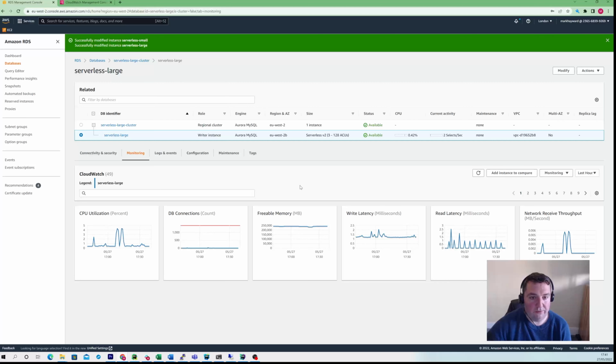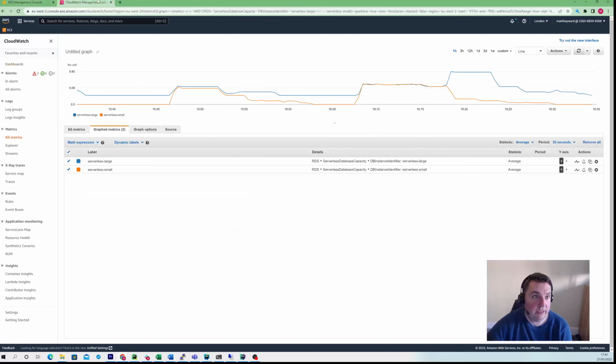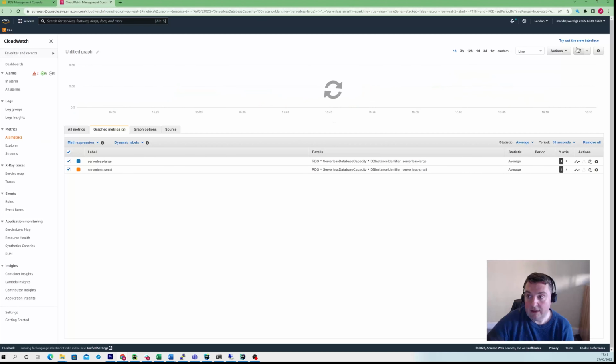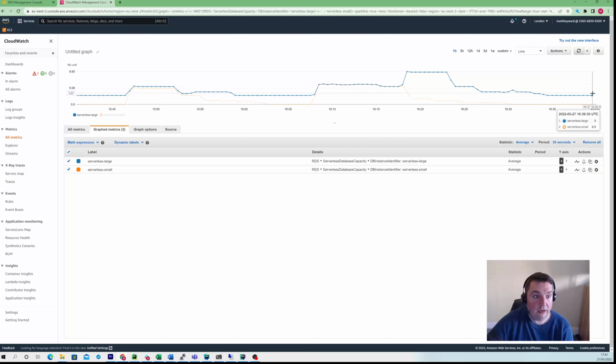The only way I know of capturing the amount of ACUs being used at any one time is to go to the CloudWatch Management Console. So here we've got the serverless database capacity, which is the important metric. This is the number of ACUs being used at any one time. And right now we have our large instance using 3 and our small using 0.5, exactly how it should be. So we're going to run a couple of tests and see how well these databases scale.